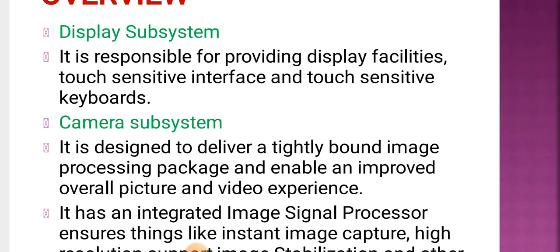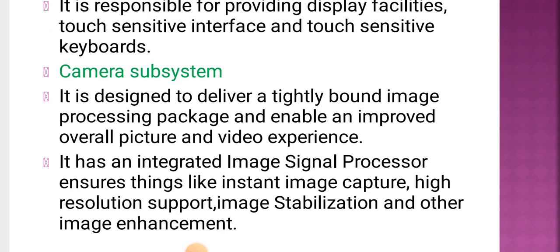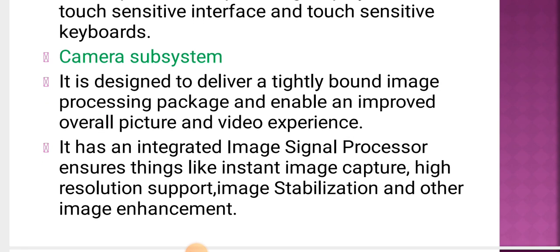Next one, camera subsystem. It is designed to deliver a tightly bound image processing package and enable an improved overall picture and video experience. We know that nowadays we are getting very advanced cameras, like 50 MP and 60 MP, and more advanced cameras with AI enabled. With the help of this camera, we can take pictures as well as videos only. So it is an integrated image signal processor.